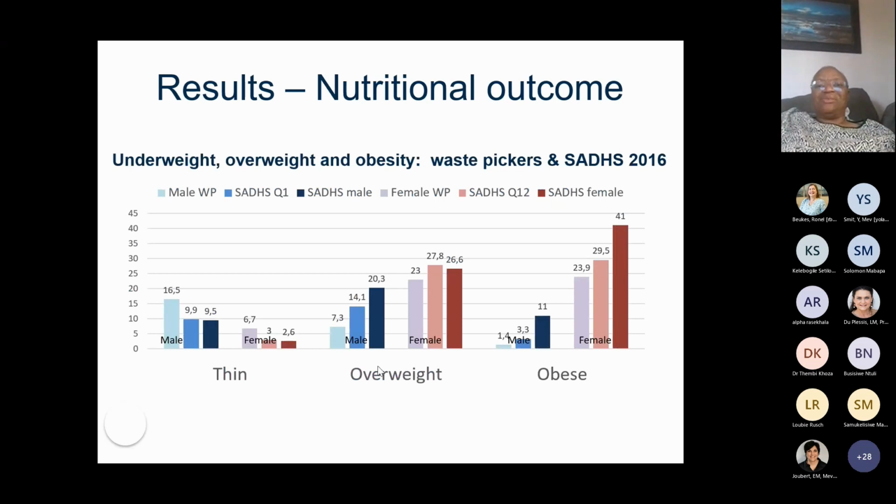You saw the dietary diversity before, and then nutritional status. It depicts what we normally know, but the females were also overweight and obese, and that slide also compares with the South African Demographic and Health Survey of 2016.